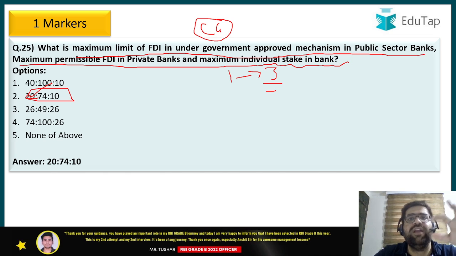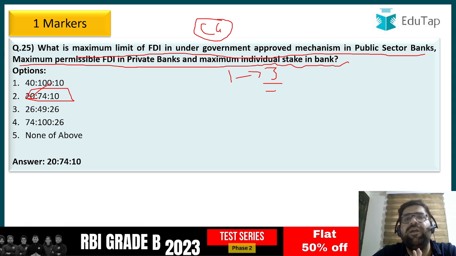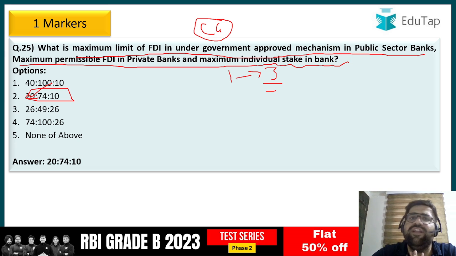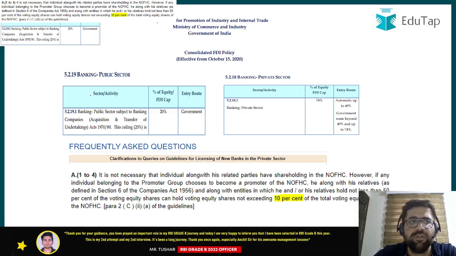So basically you can invest a maximum of 20% in public sector banks, a maximum of 74% in private sector banks, and hardly a particular individual can take a stake of 10% in the banking sector. Okay. So it's a fact-based question. Those who know it, they will be able to answer it. Those who don't know it, they will have to do a kind of elimination. And if that doesn't work, then you can move to the next question.